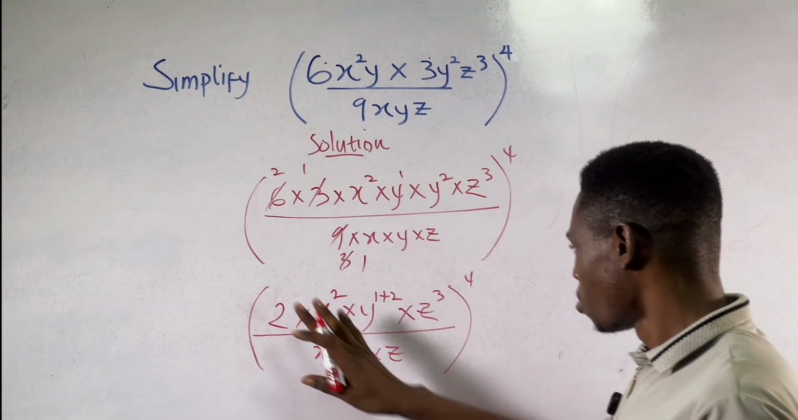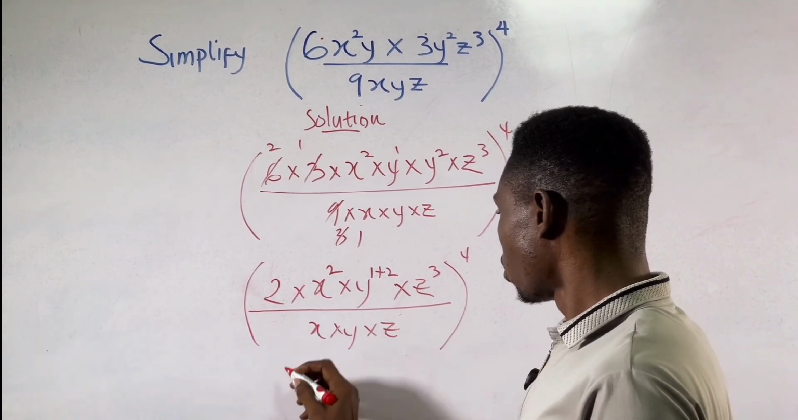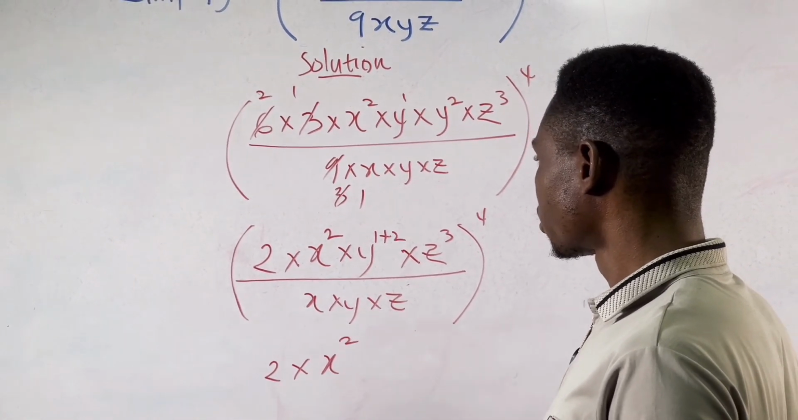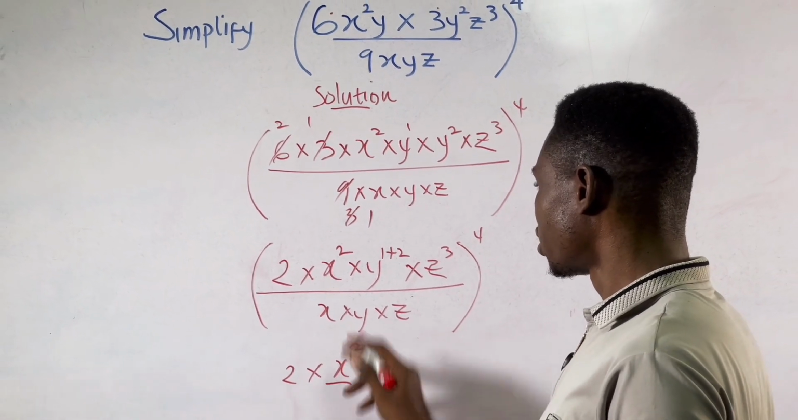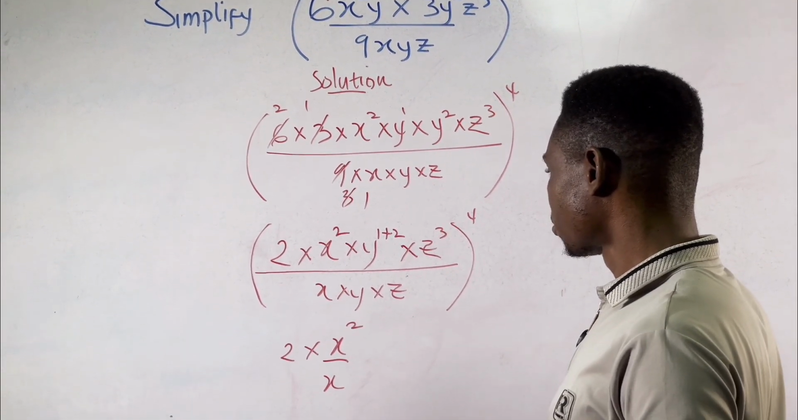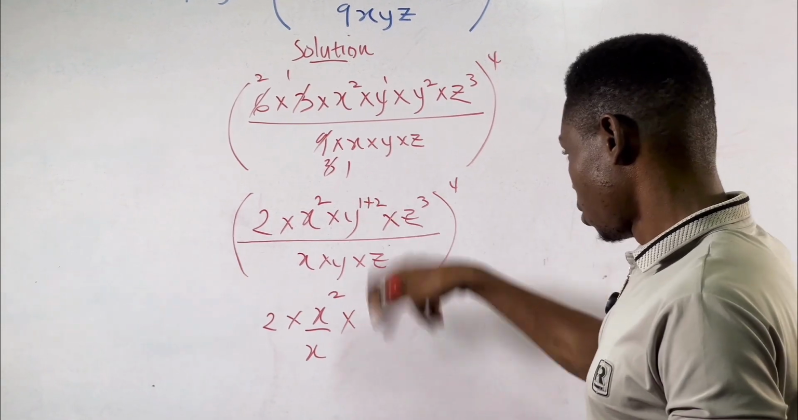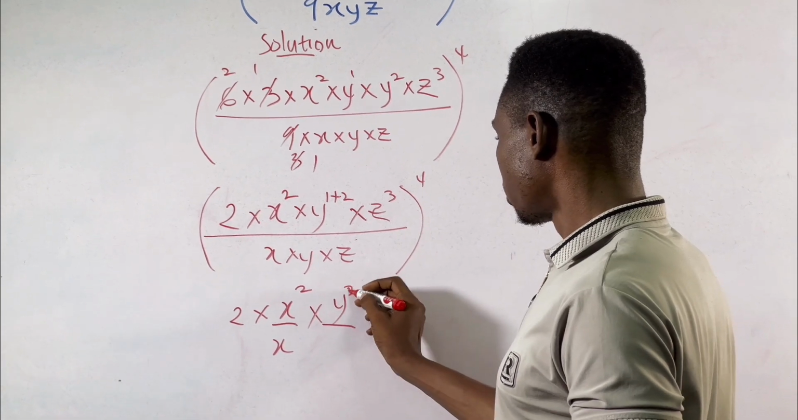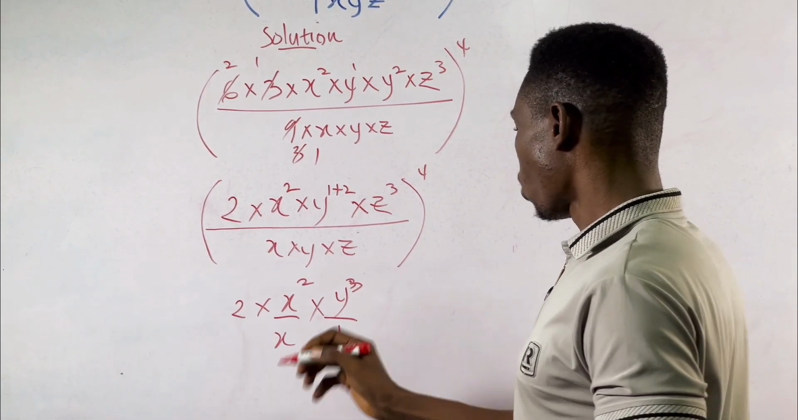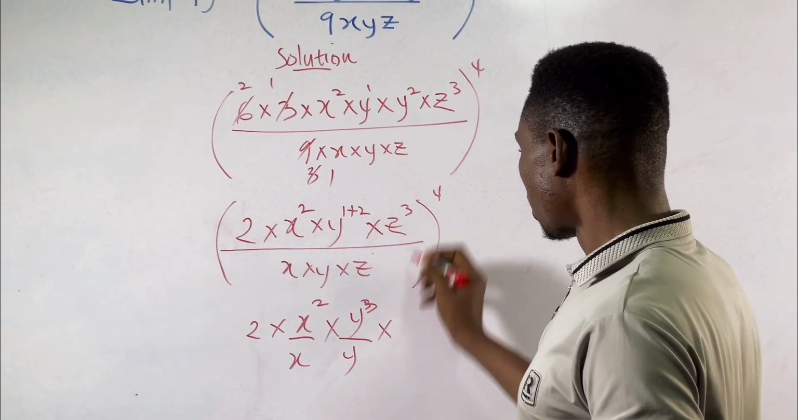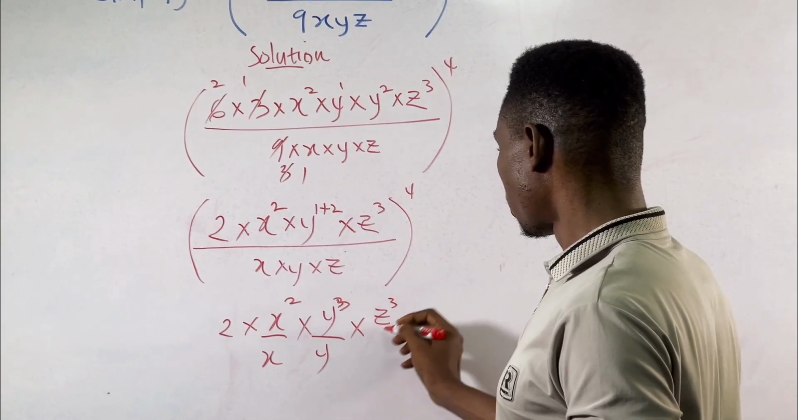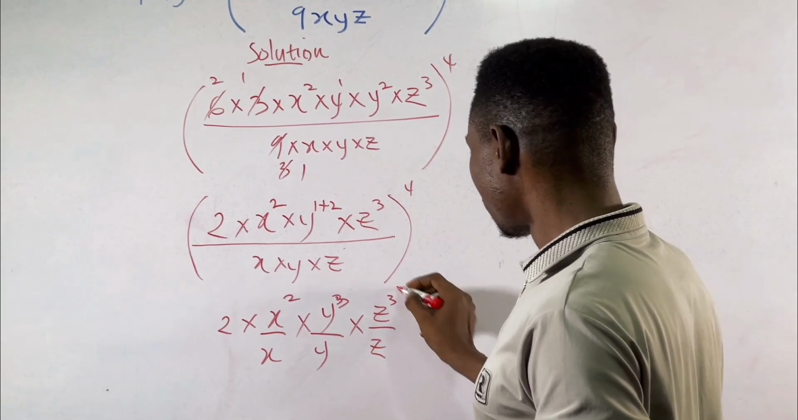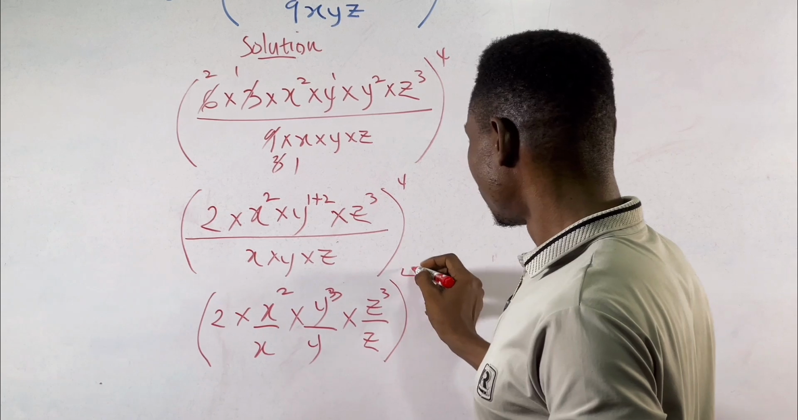Okay, so let's combine them. Here we have 2 times, for x we have x squared. Now on the denominator side, for x we have 1x. And let's come to y. For y we have y 1 plus 2, which is 3, over y. And now for z we have z raised to power 3 over z. The temptation to forget this 4 is there, but do not yield.